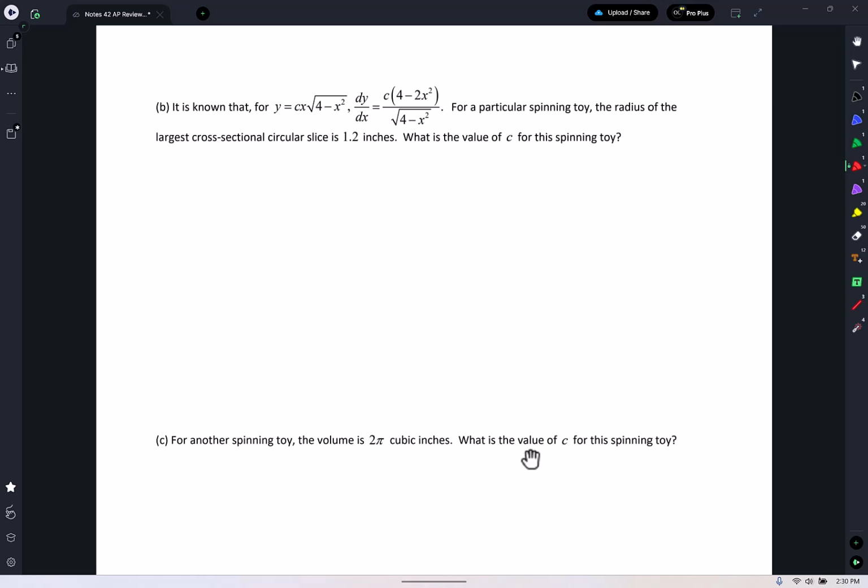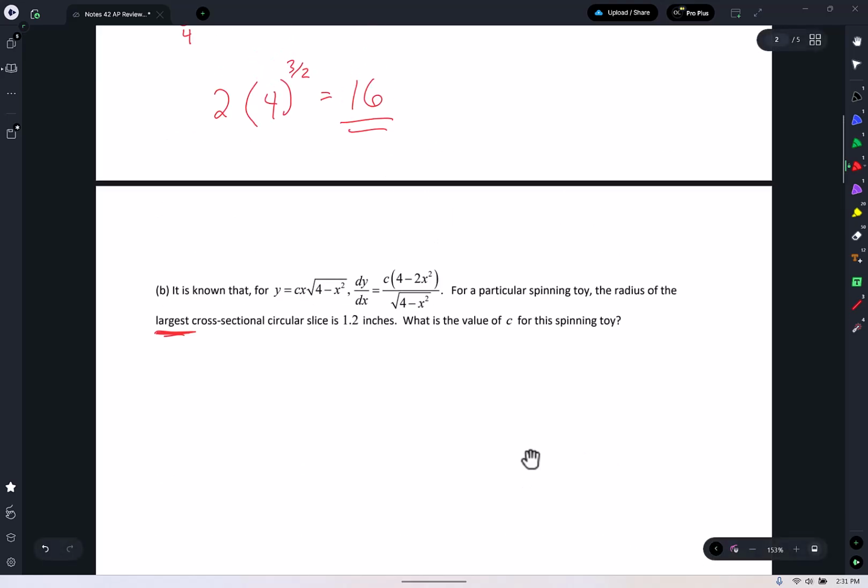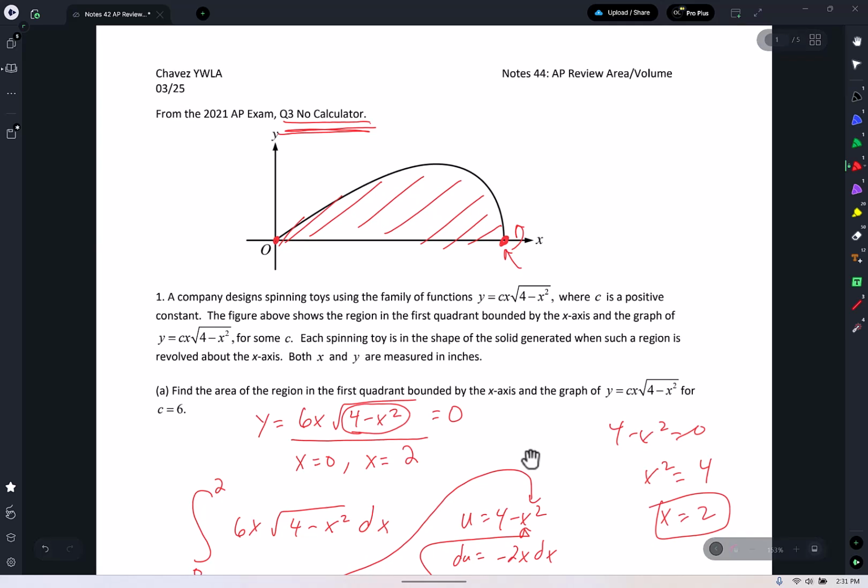It is known that for y equals c x squared of 4 minus x squared, dy dx, so they give you the derivative, for a particular spinning toy, the radius of the largest cross-sectional circular slice is 1.2 inches. Underline the word largest. What is the value of c for the spinning toy? Guys, so they're telling me that the largest slice, the largest cross-section has a radius of 1.2 inches. The largest looks to be about right there. Do you guys see that?